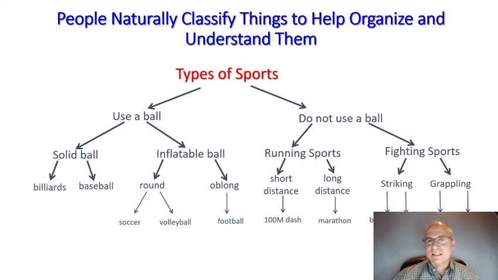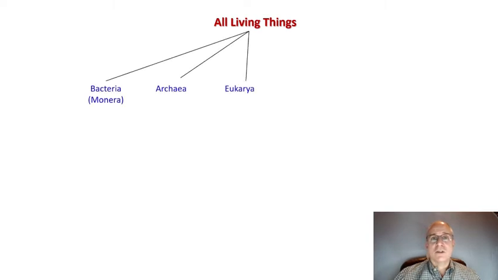But just like we can classify sports into hierarchies, from the general moving down to the most specific, we can do the same thing with living things. So if we were to look at all living things, we would see that there are three main types of living things: the bacteria, the archaea, and the eukarya. So the term that we use for these three big buckets into which we put all other living things, we say there are three domains of living things.